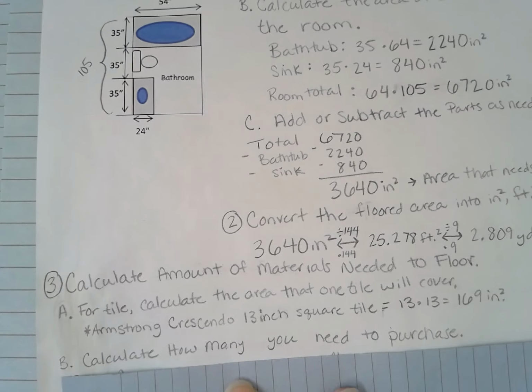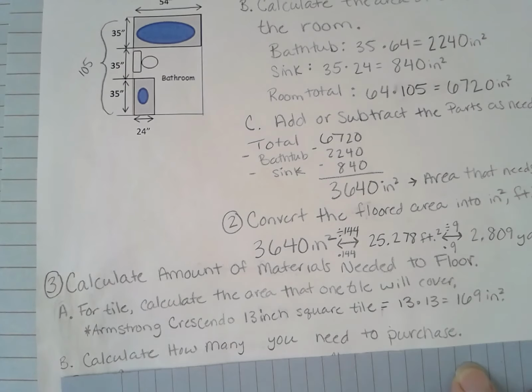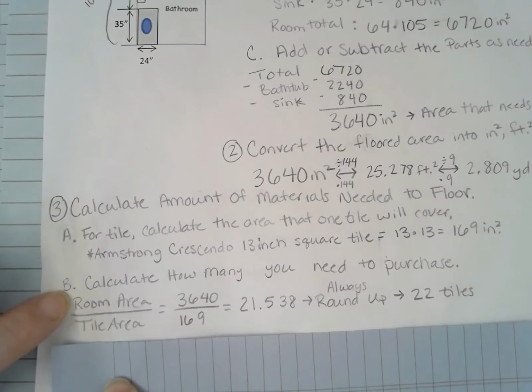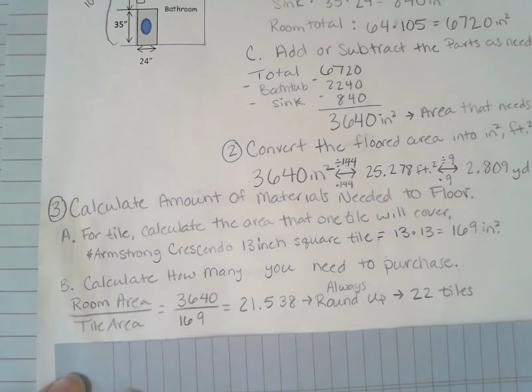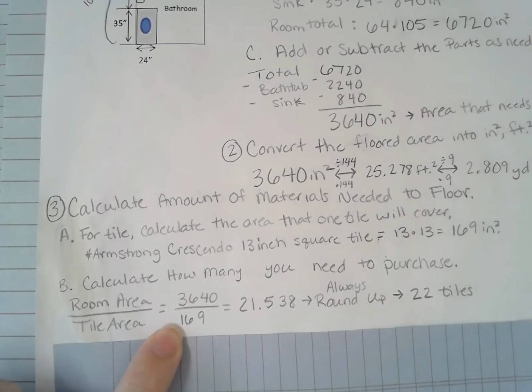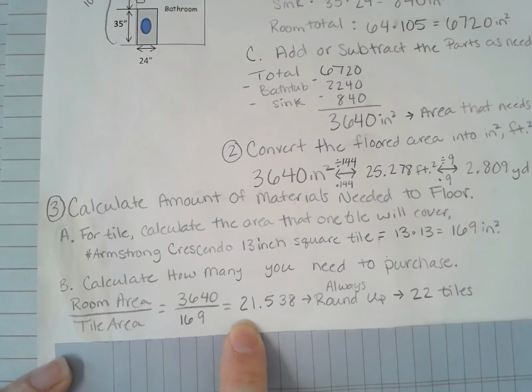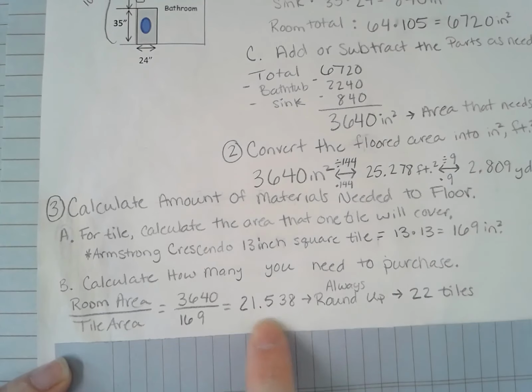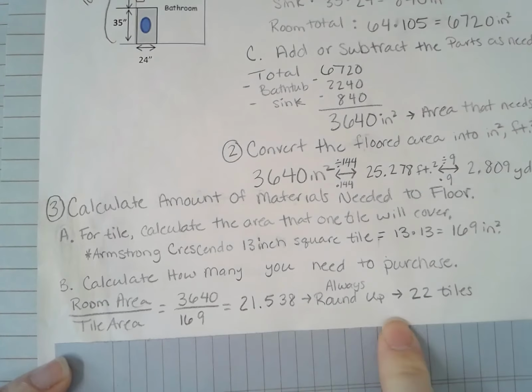Next, I needed to calculate how many tiles I actually needed to purchase. So in order to do this, what you do is you take the room area that you need to floor, and you divide it by the tile area that you just found. So my flooring area was 3,640, and I divide that by the 169, and I got 21.538. Well, I can't go out and buy 0.538 of a tile, so I'm always going to round up to 22 tiles.